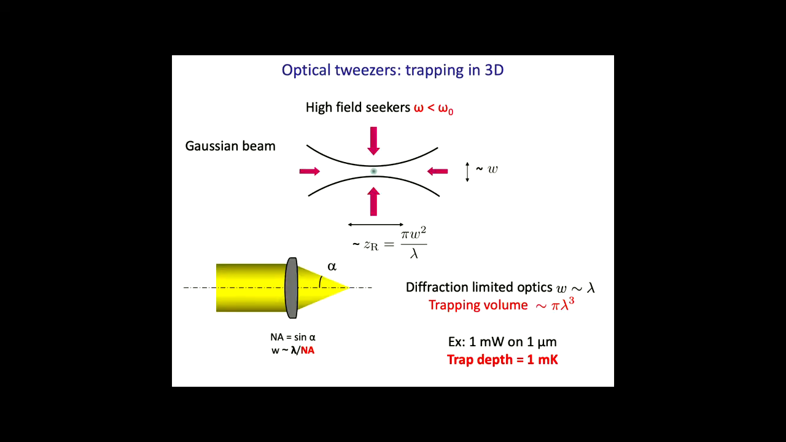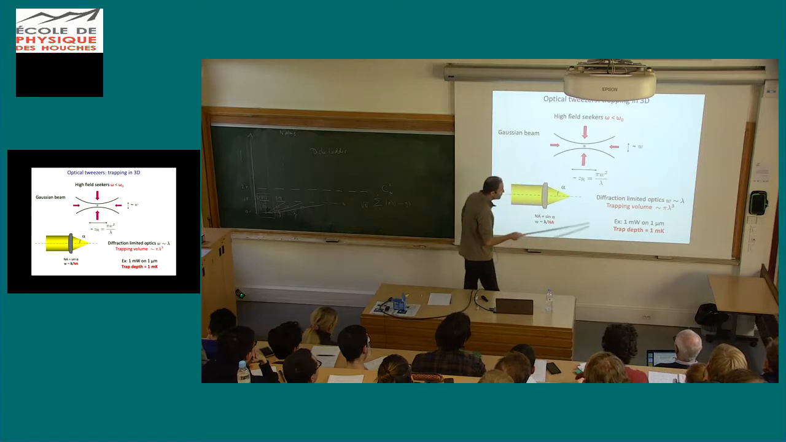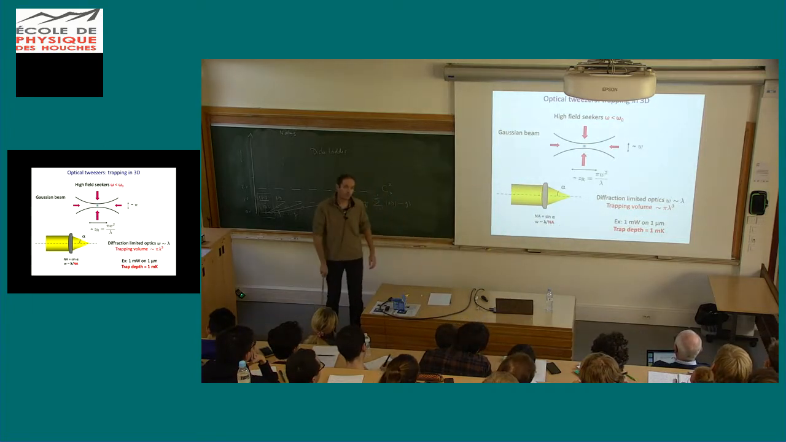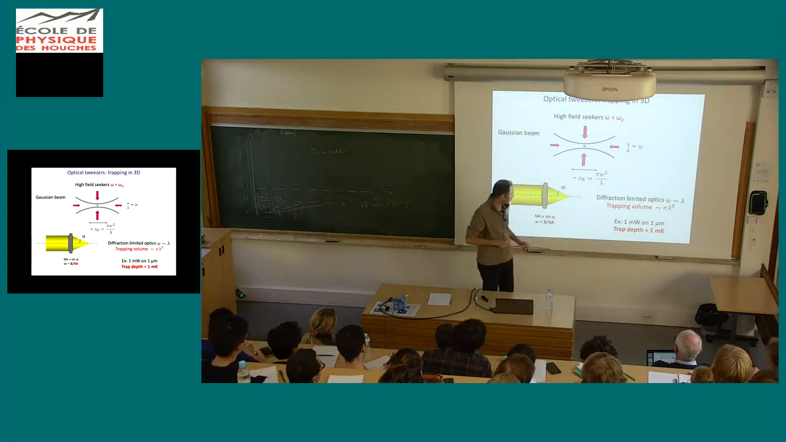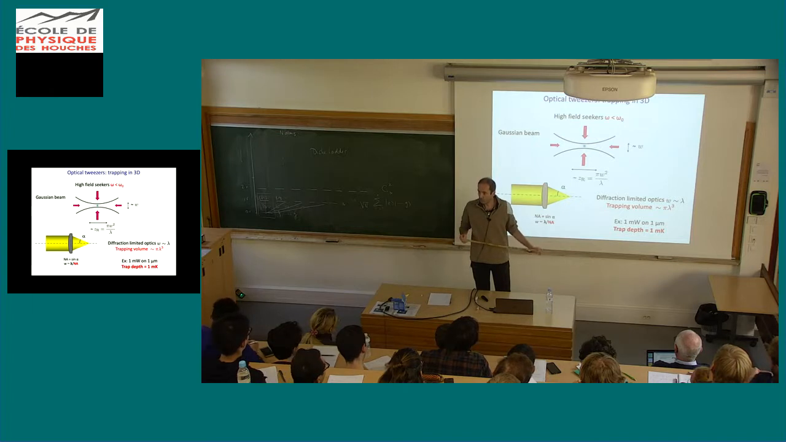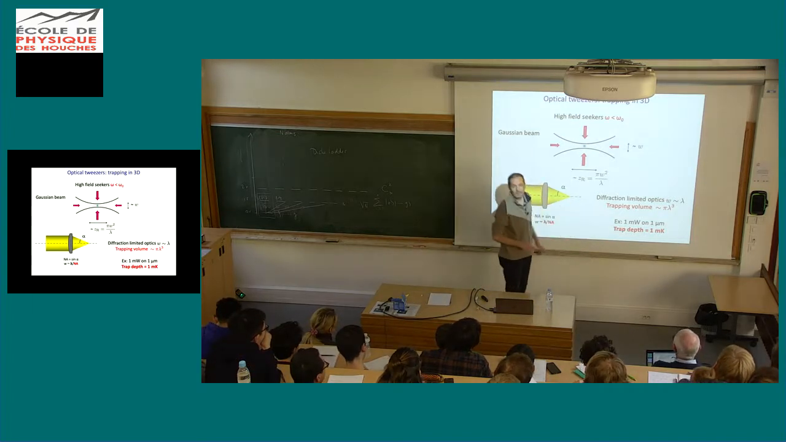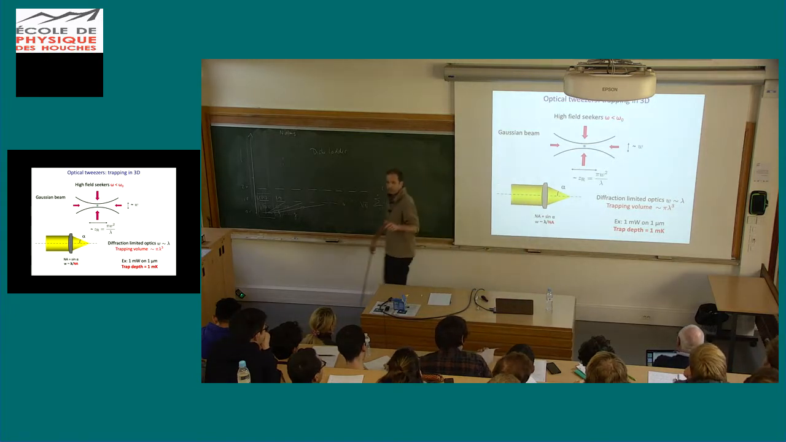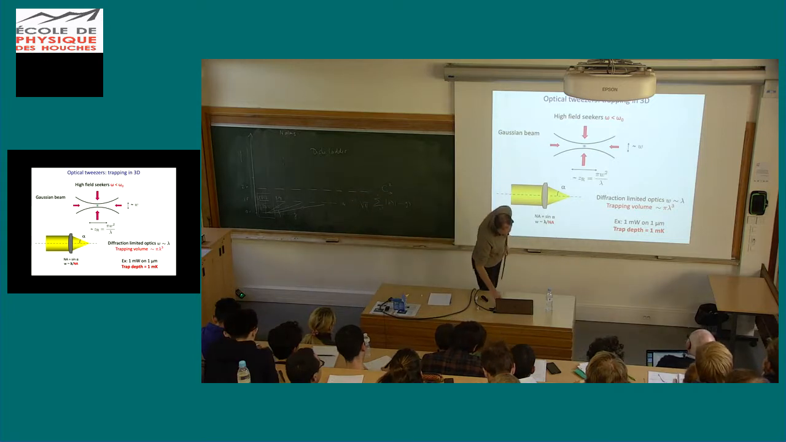Right, so in order to do that, of course, you need to have a high NA lens in order to prepare the waist which is as close as possible to lambda, and typically the trapping volume is on the order of the cube of the wavelength that you're operating at, okay? So it's kind of nice as well from the point of view of the laser power requirement, because now it's so tightly focused that even only a milliwatt of laser power focused on 1 micrometer allows you to prepare a trap depth in the millikelvin region. Okay. So how is it done in practice?